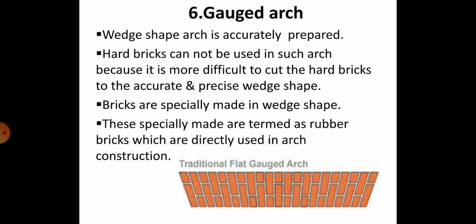The next part is the gauged arch. So gauged arch means what? In this type of arch, the wedge shape arch is accurately prepared, and hard bricks cannot be used in such arches because it is more difficult to cut hard bricks to the accurate and precise wedge shape. In case of stonework, stones are dressed to the true wedge shape. Also sometimes the bricks are specially made in wedge shape. These specially made bricks are termed as rubble bricks, which are directly used in arch construction.